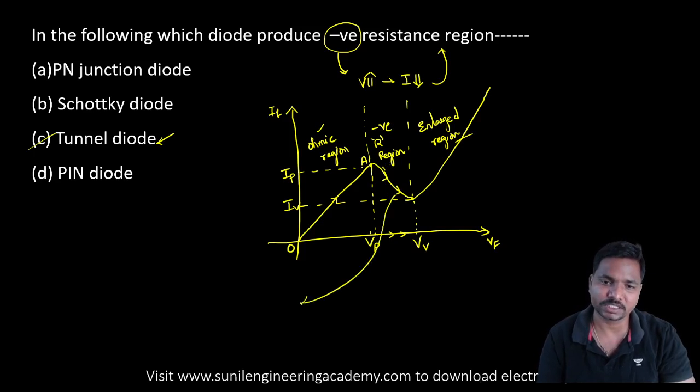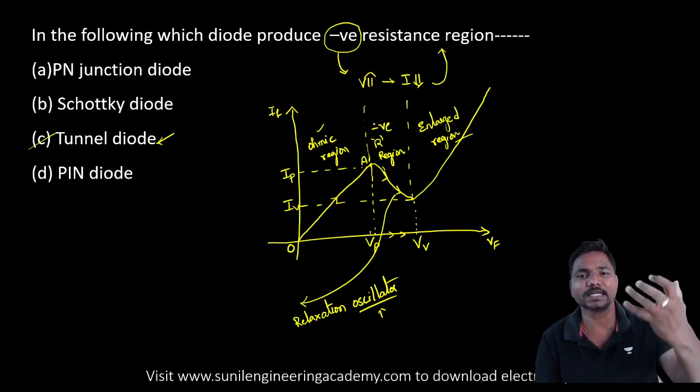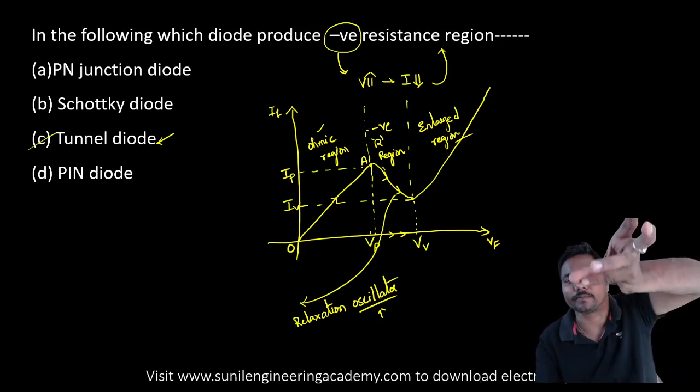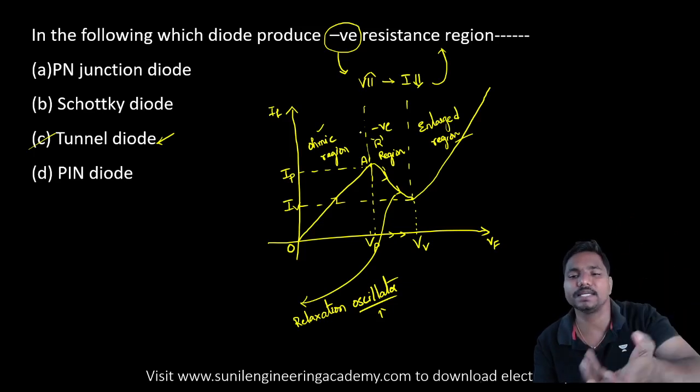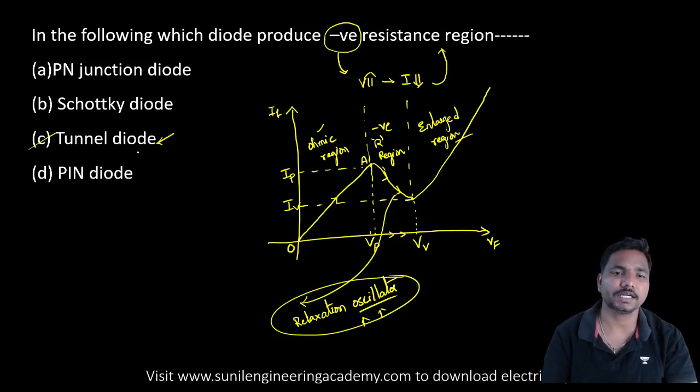In this negative resistance region, it acts as a relaxation oscillator, an oscillator which can produce AC. Negative resistance means instead of absorbing, it is delivering. So it can act as a relaxation oscillator. That is a very important feature of the tunnel diode.